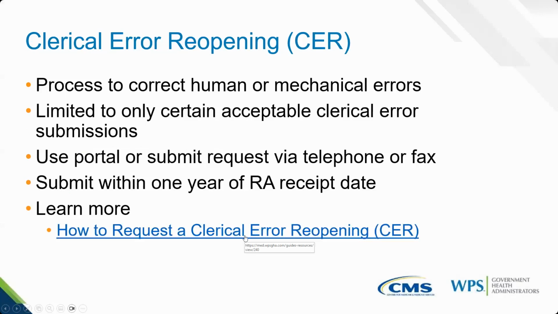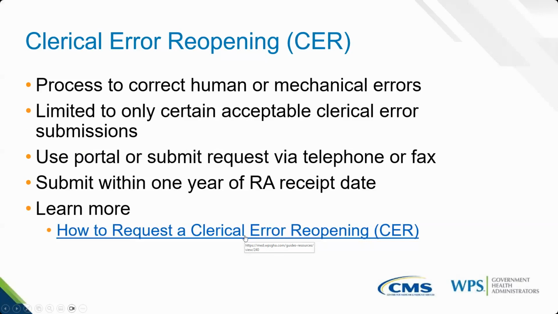I want to talk now about that clerical error reopening process that I just mentioned on the previous slide. It is a process to correct human or mechanical errors. So clerical errors or minor errors are limited to errors in form and content. Omissions do not include failure to bill for certain items or services.